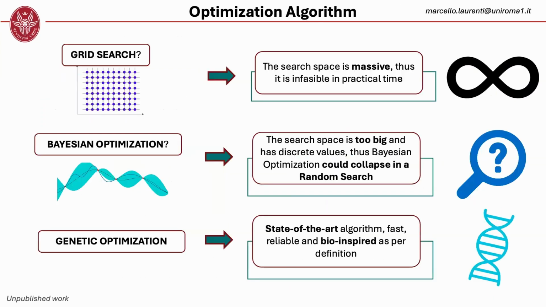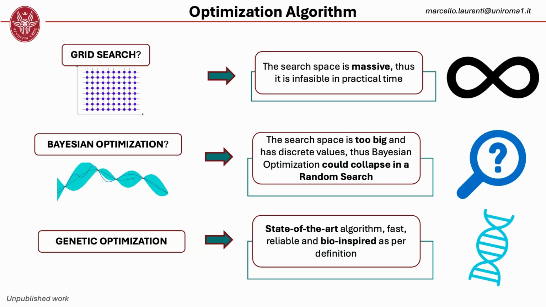So we have done half of the work, because defining the architecture is only half of the work. We also have to optimize its hyperparameters. We couldn't use grid search because our search space was too big, so the wall time would be almost infinite. We could not use Bayesian optimization because our hyperparameter search space was full of categorical variables and it was too big. We risked the Bayesian optimization falling into a random search, so no real optimization would have been done.